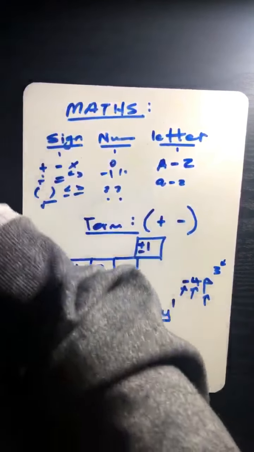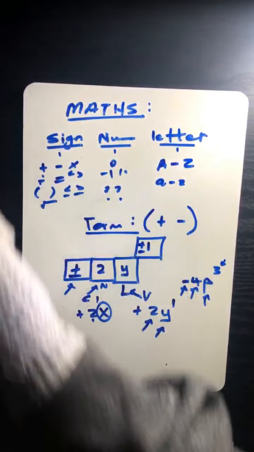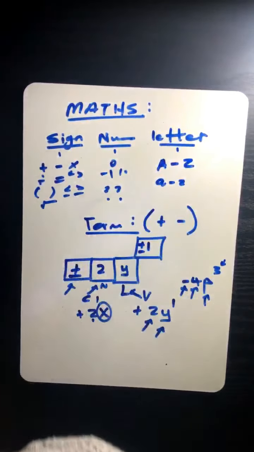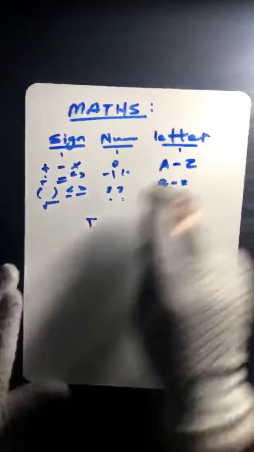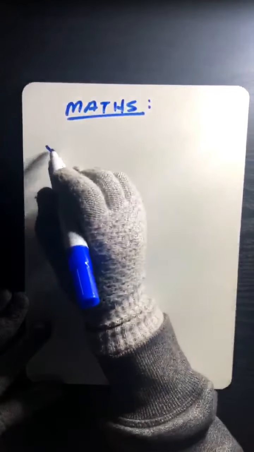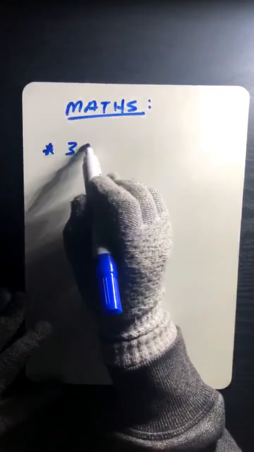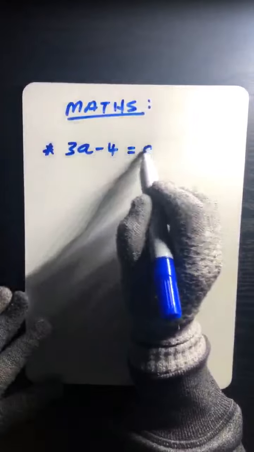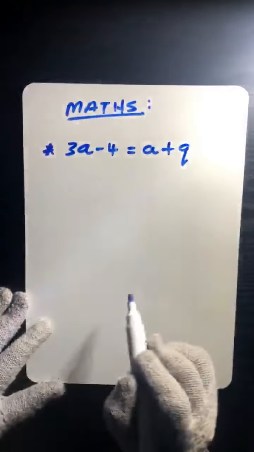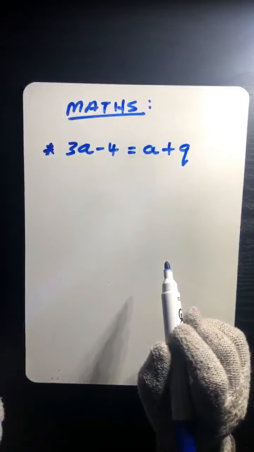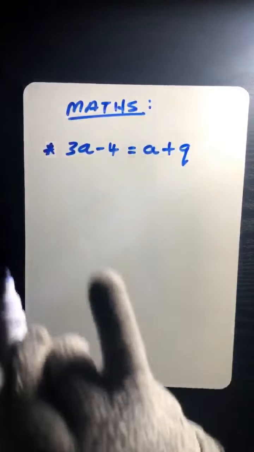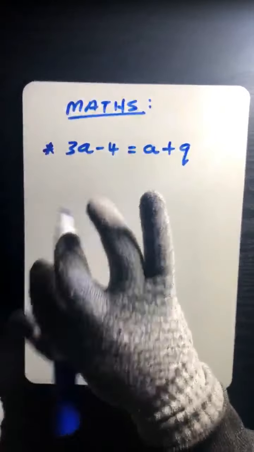After that, I gave you a few problems to just try to interpret. They weren't really problem types for you to solve. You don't need to solve them. For example, the first one was 3a minus 4 is equal to a plus q. So here comes the question. Is this a maths problem? Yes, it's a maths problem. Why? Because it has a sign, a number, and a letter.